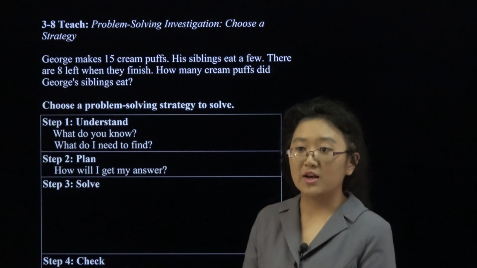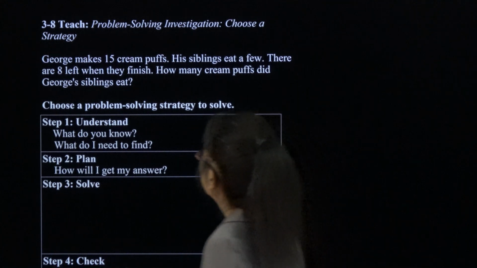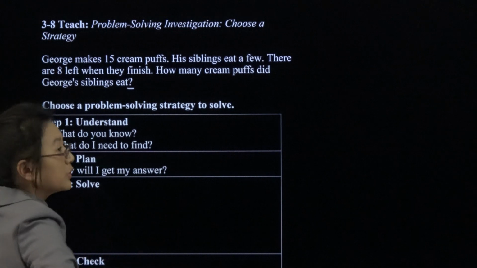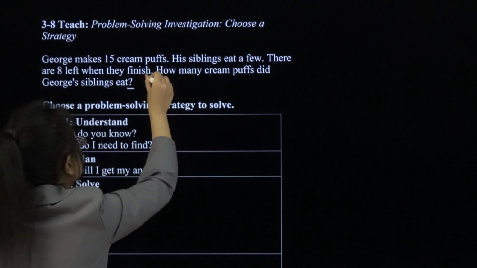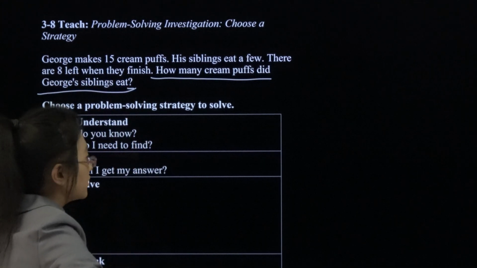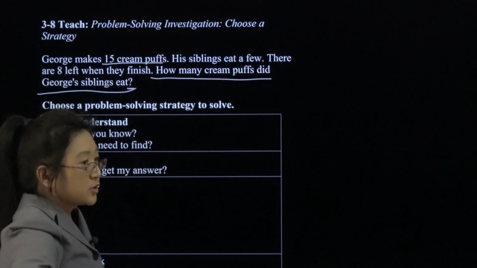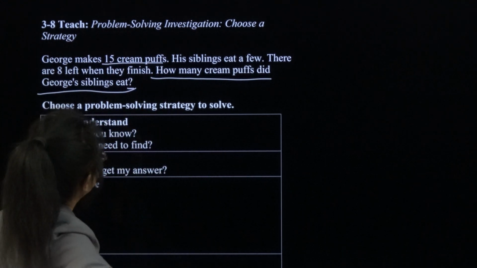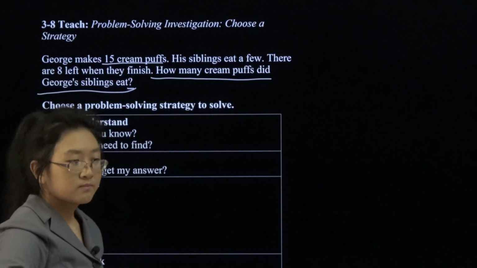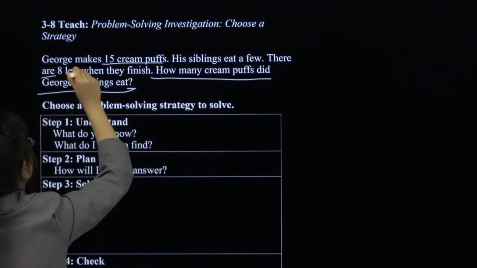Now before we choose the strategy, first we need to know what the problem is asking us and what we know. So what do we need to find? Usually it's close to the question mark. What we need to find is how many cream puffs did George's siblings eat? Okay, so what do we know? George makes 15 cream puffs, which means that we start with 15 cream puffs. His siblings eat a few. Okay, that doesn't give us much. So there are 8 left when they finish, is the important part.